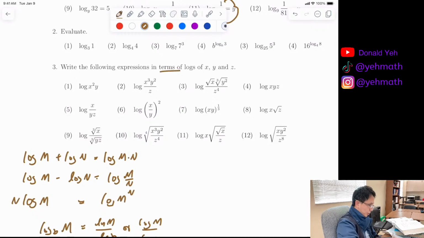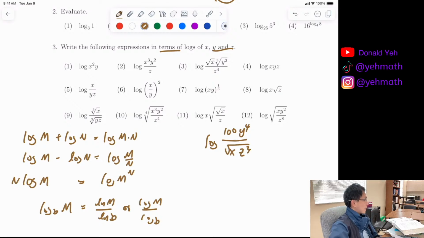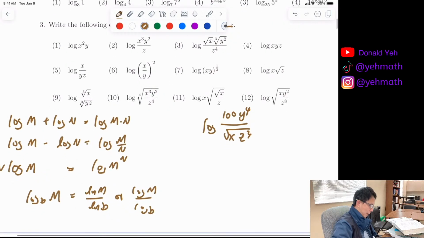So then you got to be able to expand something like this. For example, I'm going to expand one question. I'm going to say log, I don't know. Now if I don't write any base, that means base is what? 10. Good. So I'm going to say log of 100 y to the 4 and then square root of x z to the 3rd. Something like this. I want to expand something like this. How do I expand them?